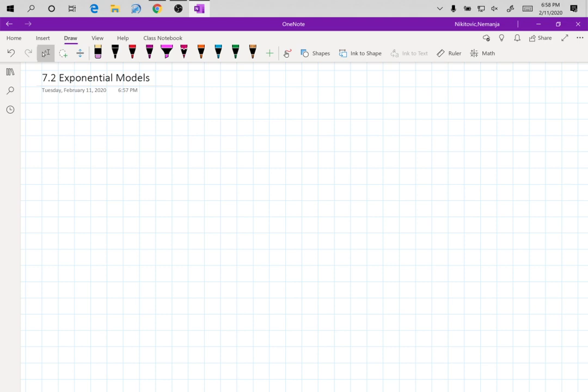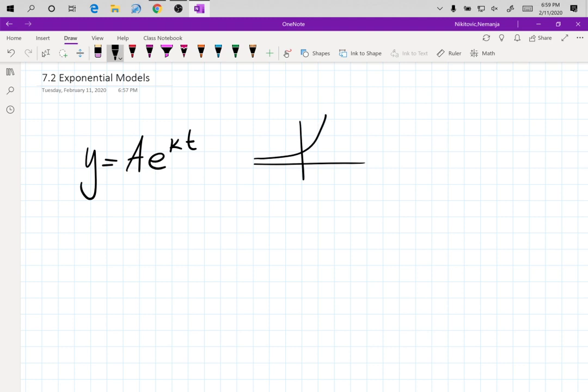So let's first remember that the exponential model was y equals a e to the kt. And if k was positive, we call that exponential growth. The y-intercept is the a, and the x-axis is t, time in which the y grows.